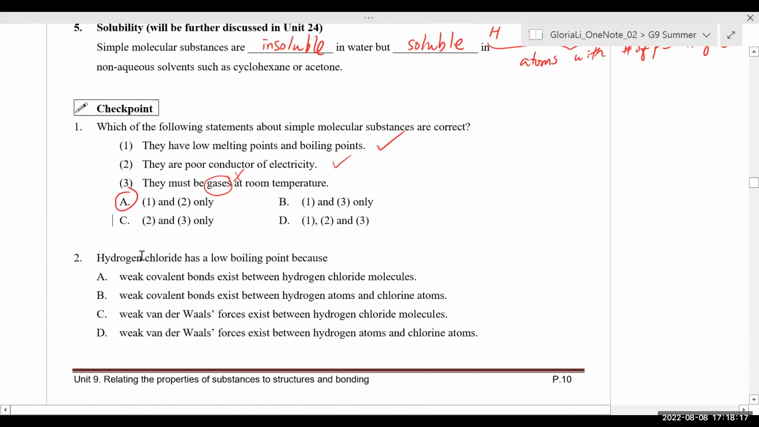Last question. Hydrogen chloride has a low boiling point. Remember, when we talk about boiling and melting, we are talking about low boiling point and low melting point, which is related to the weak force. And this weak force exists between the molecules. So the answer will be C.